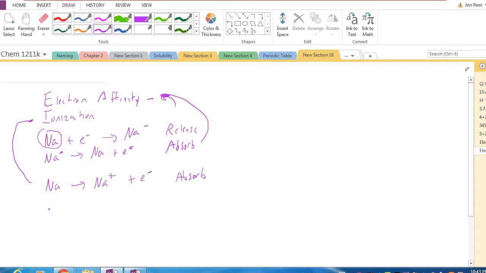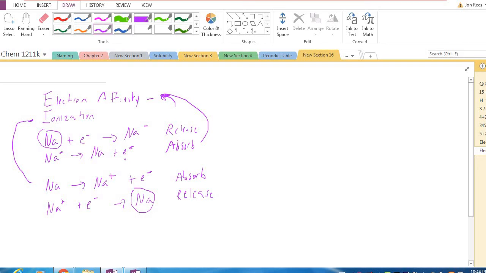There might be an opposite reaction, where we flip that arrow around and we have Na plus and an electron leading to the sodium neutral. This is the opposite reaction, so it will release energy, and the magnitude of that energy is the ionization energy. So again, look for the neutral, find out what's happening to the neutral.